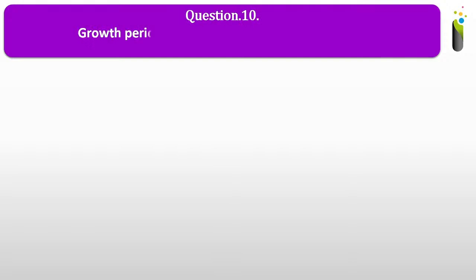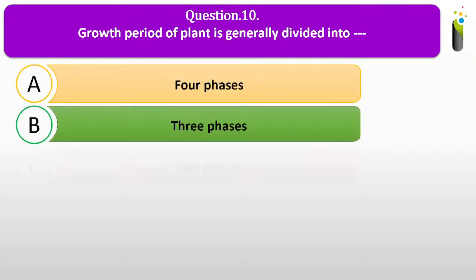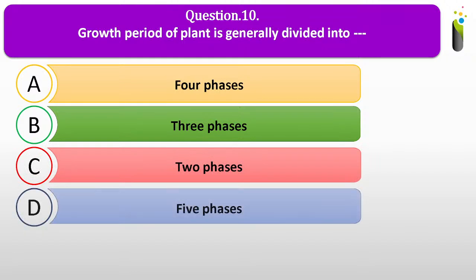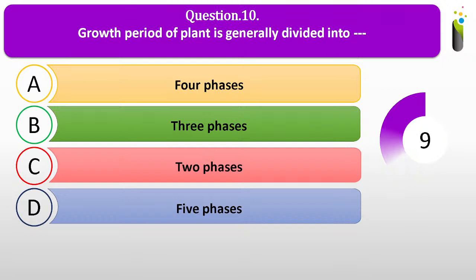Question number 10. Growth period of plant is generally divided into dash. Very, very easy question. I don't think you really need any options for this. A, 4 phases. B, 3 phases. C, 2 phases. D, 5 phases. Bolo. Come on, answer. Growth period of the plant.